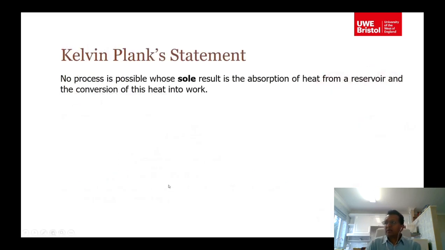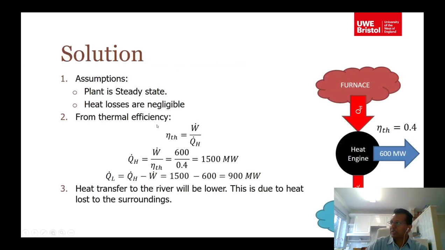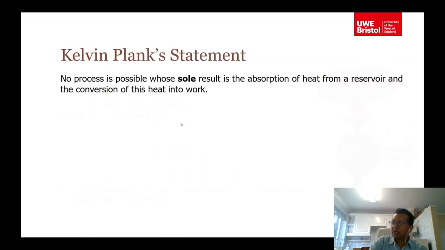Then you have what you call the Kelvin-Planck statement. No process is possible whose result is the absorption of heat from a reservoir and the conversion of this heat to work. So what this means is no process will be able to produce a W net that is equal to QH. So this can never be 1,500. This has to be less than 1,500. So that's what Kelvin and Planck said.